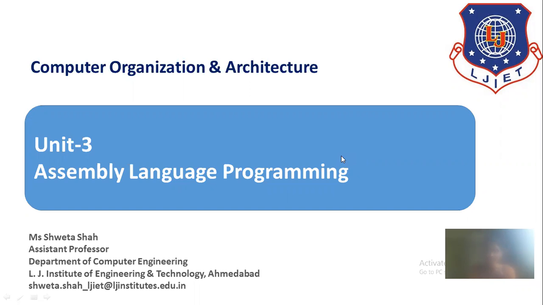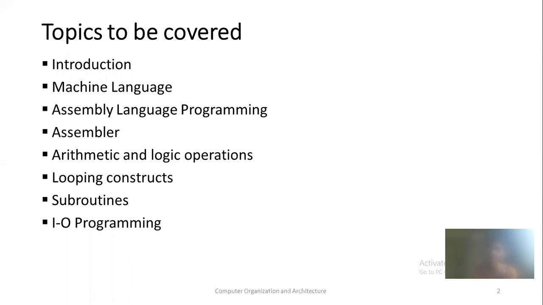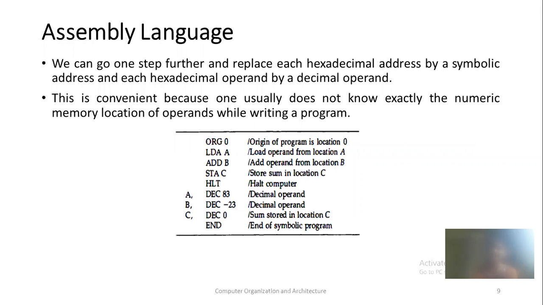In this chapter, we have started Unit 3, that is Assembly Language Programming. In the last session, we have seen assembler, first pass assembler and second pass assembler. In this session, we are going to see assembly language programming in further detail with arithmetic, logical, shifting, micro operations or operations.